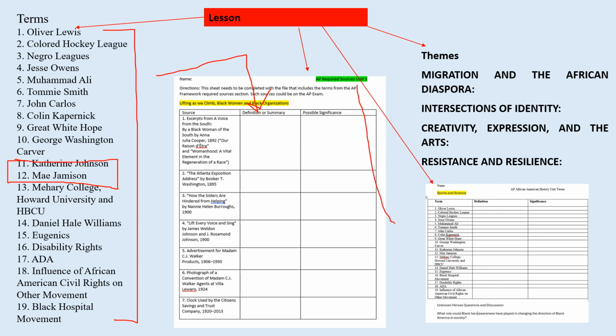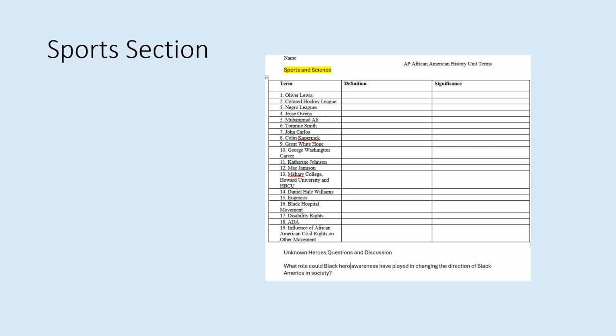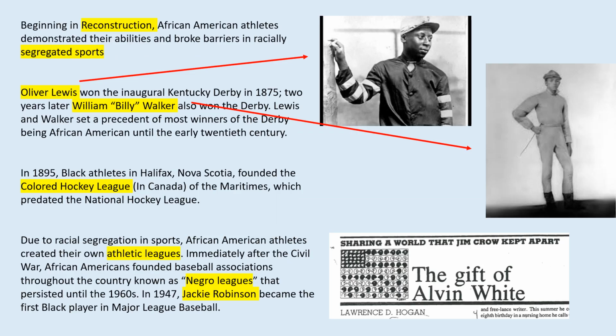And for the most part, we're going to be using this sheet here as we try to answer the questions at the bottom as we're coming up to the end of this course. We're going to first start off with the sports section, and you're going to be introduced to a whole list of individuals and their contribution to sports and African American history. All highlighted terms represent definitions that you want to be able to define.